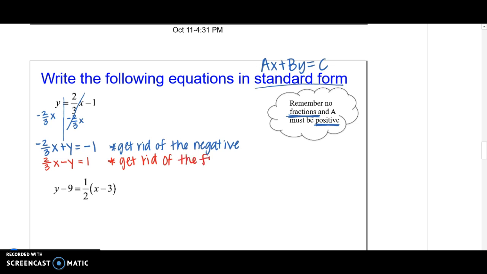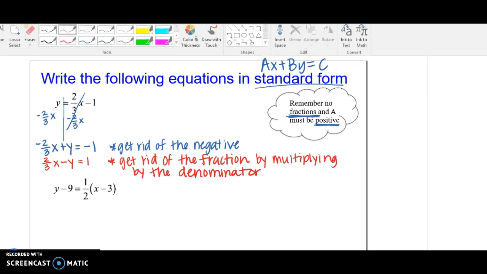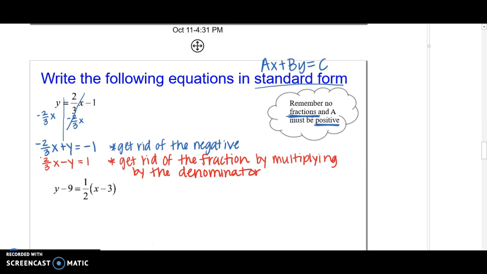And I want you to think about a way that you can get rid of that denominator. If you're doing 2/3, how could you get rid of the denominator? Well, we would just multiply. We multiply by the denominator. So our denominator here is 3. So I'm going to go ahead and multiply this whole thing by 3.